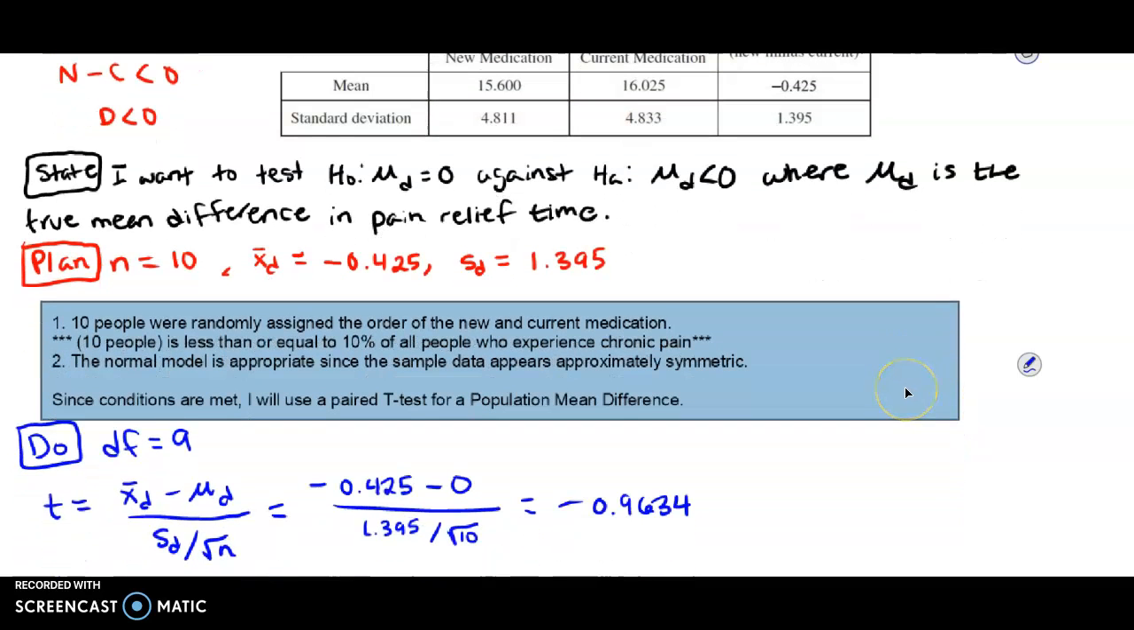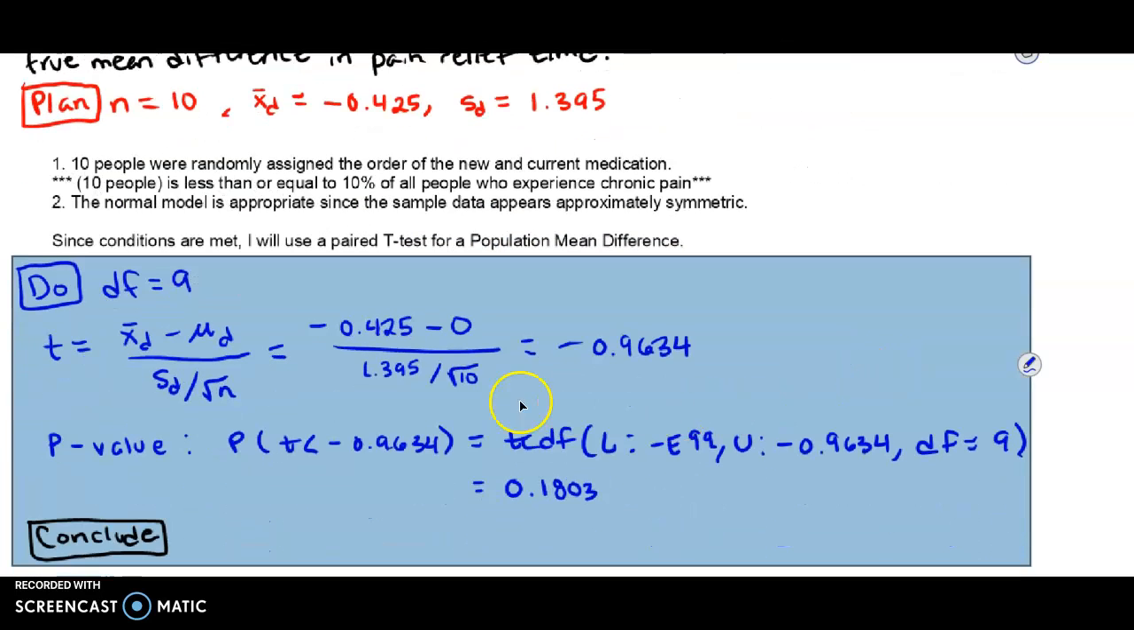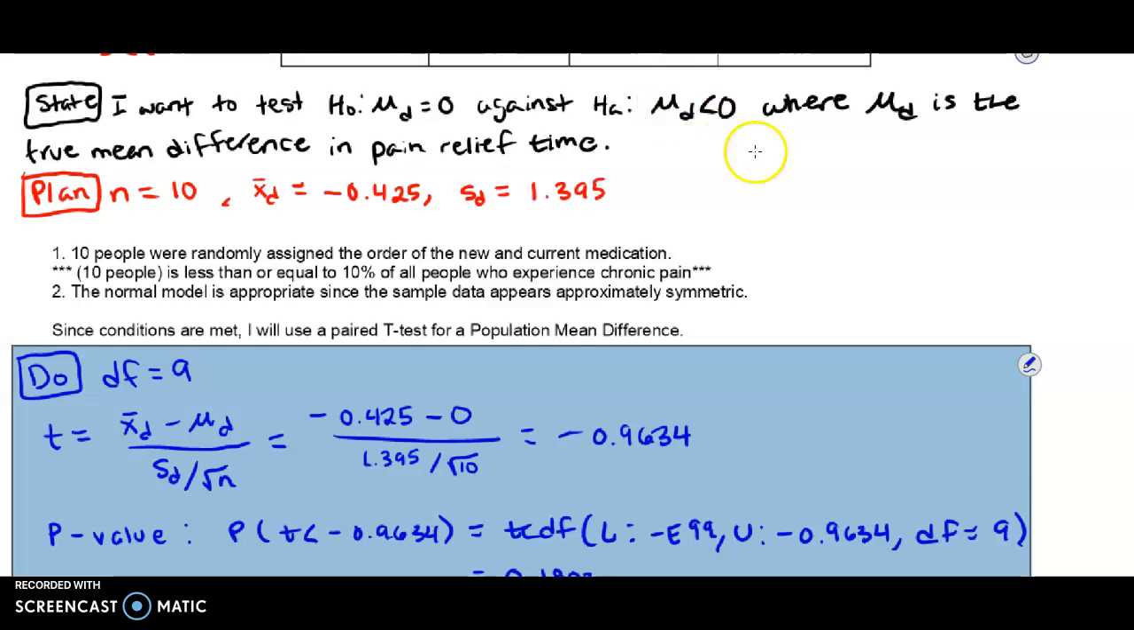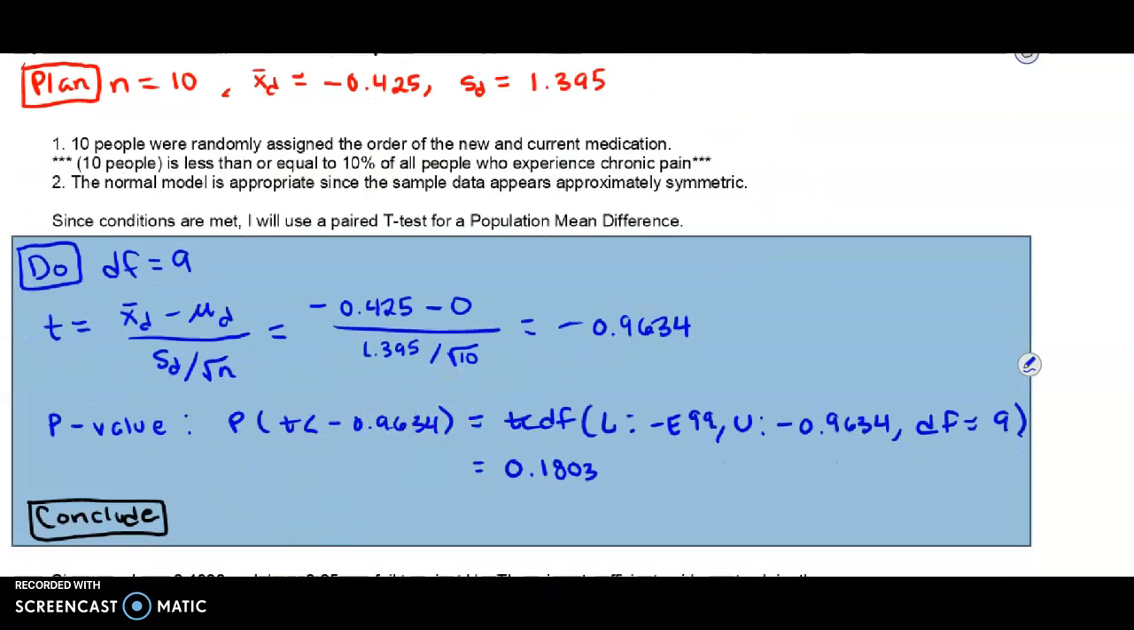I'll start by computing my degrees of freedom. So 10 minus 1 gives me 9. And now I have my test statistic here. Again, the statistic minus the parameter over the standard error. And again, mu d we assume is 0. So I get a test statistic of about negative 0.9634. So to find the p-value, since I was told that in my alternative I'm checking a less than, I'm going to use this t model.